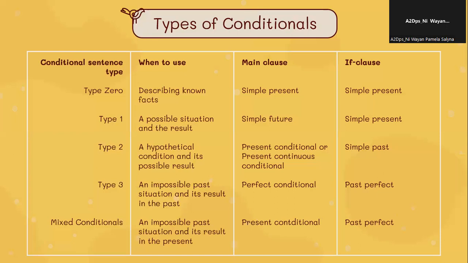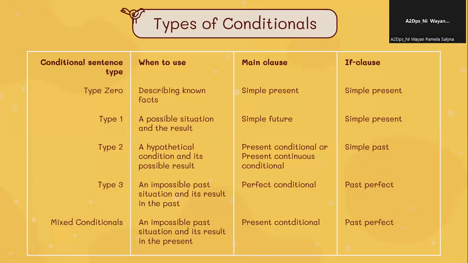For the second is conditional sentence type 1. This type of sentence expresses real or possible situations in the future. We can use this type when a possible situation and the result. For the main clause is simple future and the if clause is simple present.